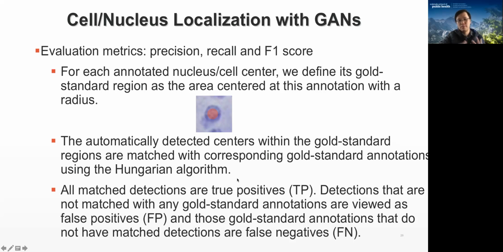After we do this node assignment, we can define that the predictions that have an associated gold standard annotation will be true positives. Otherwise, they will be false positives. For those gold standard annotations that don't have associated predictions, they will be false negatives. So based on this definition, we can calculate the precision, recall and F1 score.